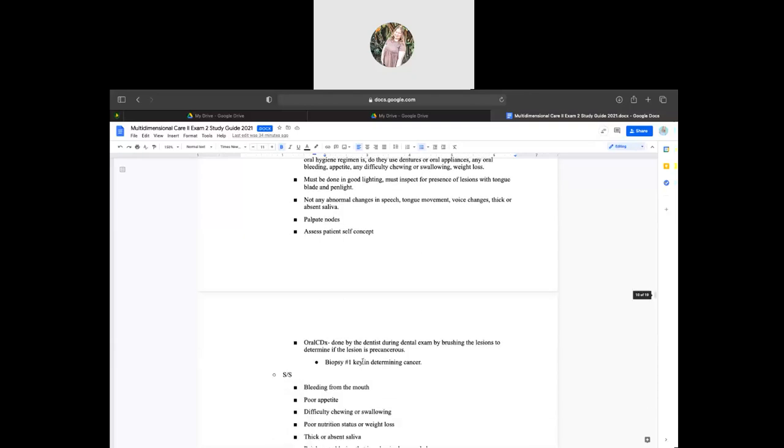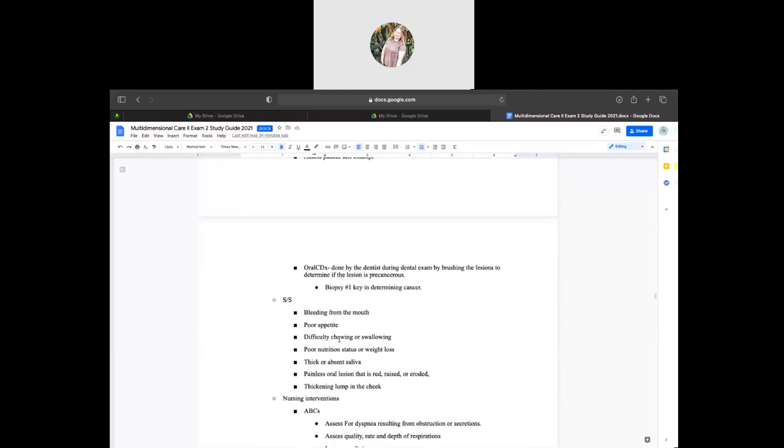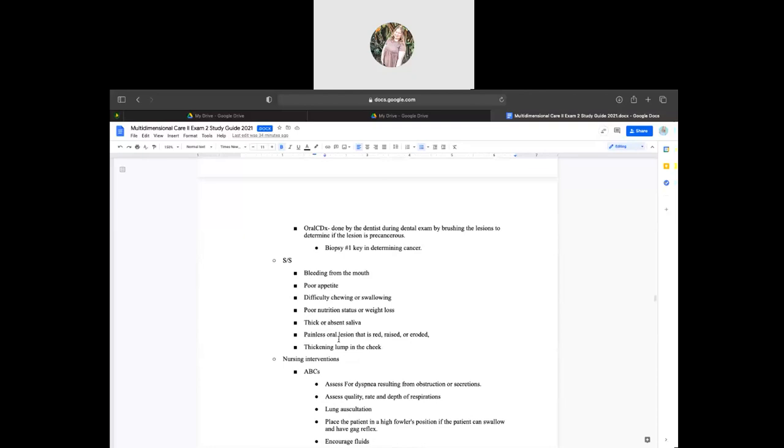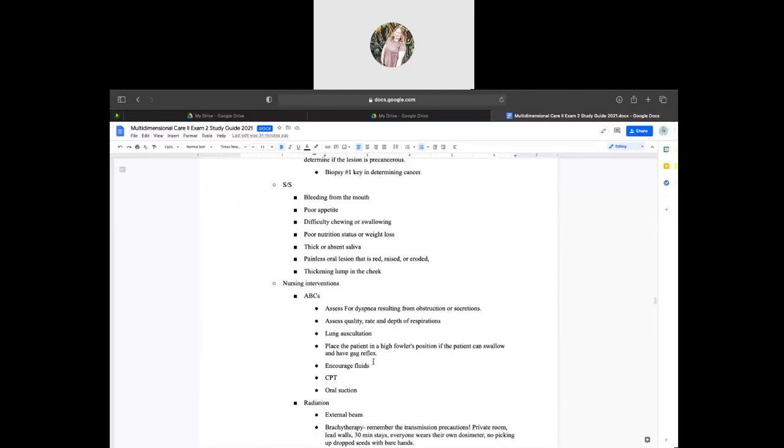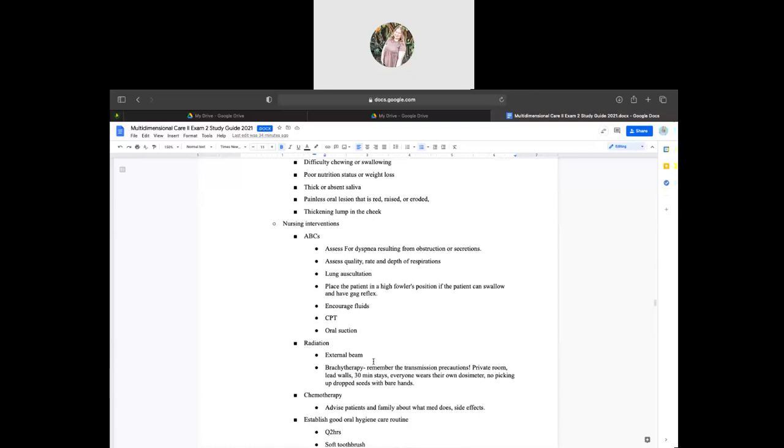Oral CDX is a procedure done by brushing lesions to determine cancer, and the biopsy is going to be the number one key in determining all cancers. Some signs and symptoms is they may have mouth bleeding, poor appetite, difficulty swallowing, anorexia, absent saliva, areas that are painless and reddened, or there might be a lump. Remember your nursing interventions, ABCs. Remember, airway should always be the first thing you go to if there's any oral problems going on.